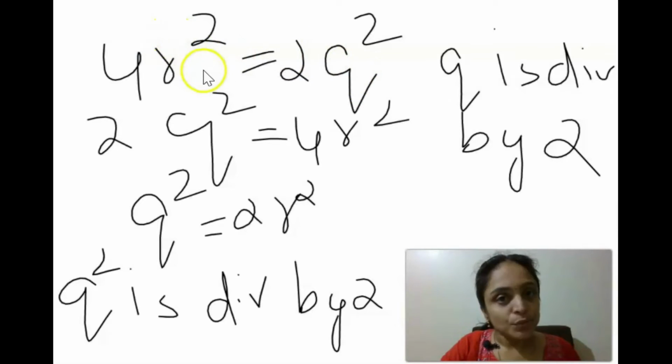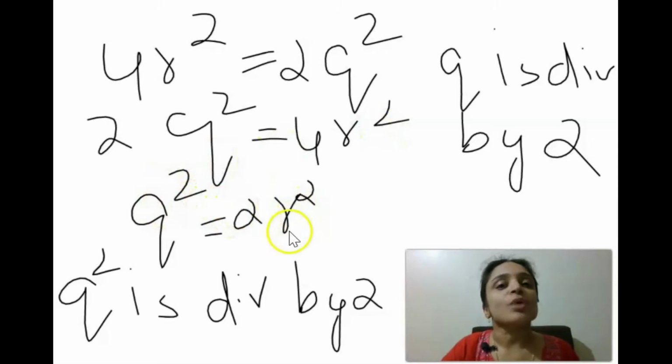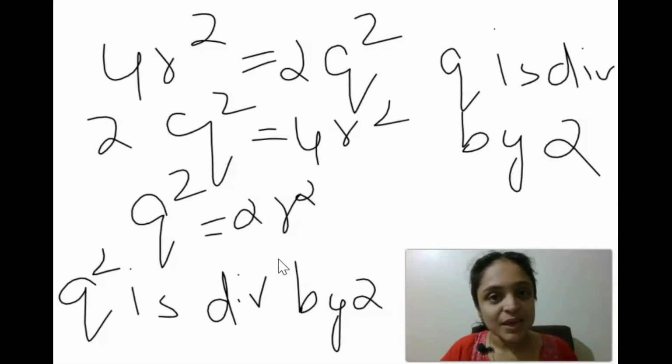So p equal to 2r means when you square that, you will get 4r square. 4r square equal to 2q square. You can write this as 2q square equal to 4r square, right? This is the same as 2q square equal to 4r square, which means q square equal to 2r square. That is, q square is divisible by 2. So, if q square is divisible by 2, q is also divisible by 2.